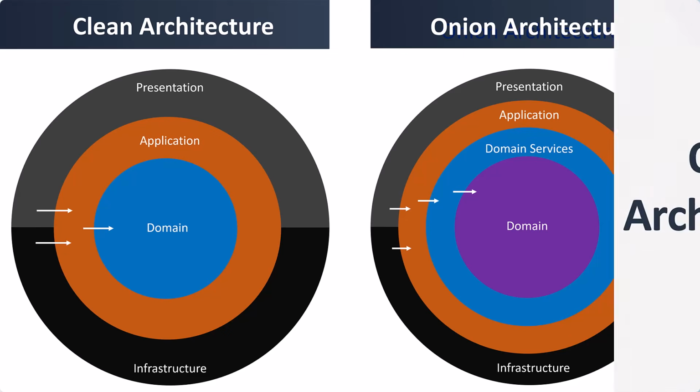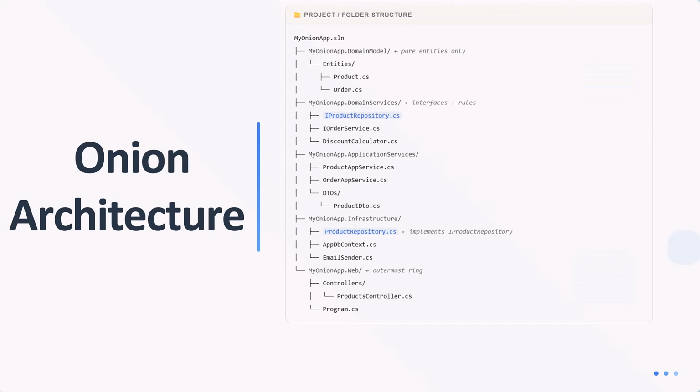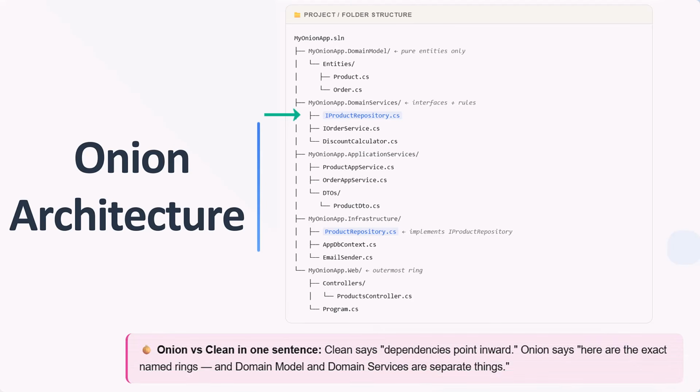To give you a sample folder structure, you will notice we have the solution and then we have a domain model which has pure entities, and we also have MyOnionApp.DomainServices where we will have the interfaces as well as any rules that are related to the domain model. The other things in the application remain the same. Again, here we will have the repository interface in the domain service and implementation inside the infrastructure. The web project here is basically the presentation layer, and then we have the infrastructure and application services.